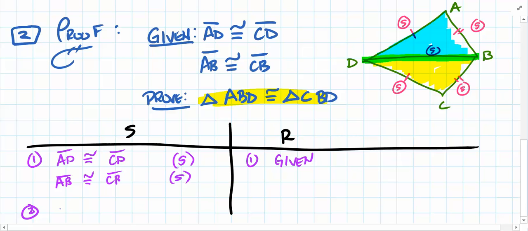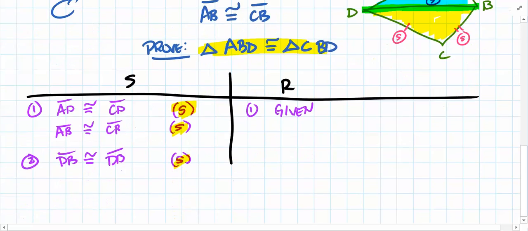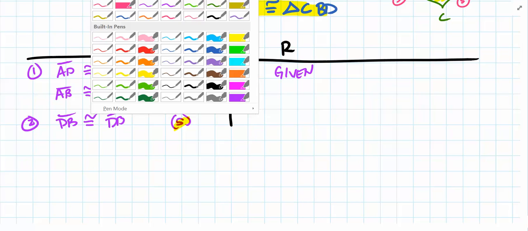So step number 2, what could I say? DB is congruent to what? To DB. And what is that? Is that a side or an angle? Well, hold on. Is that a side or an angle? It's a side. I want it in the proof. I want these things right here in these little brackets so you know what you're looking for. And the reason this is true, you guys, is because it's reflexive, absolutely.